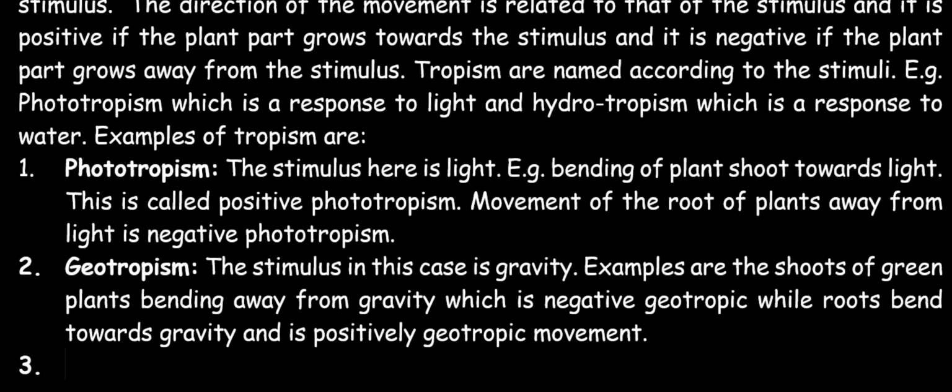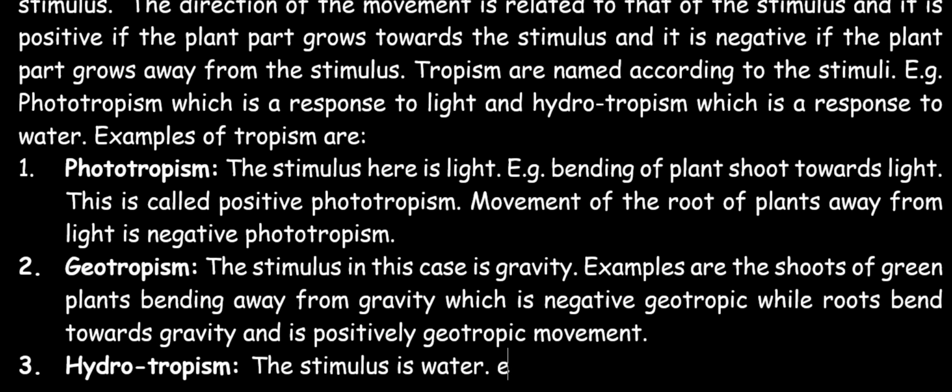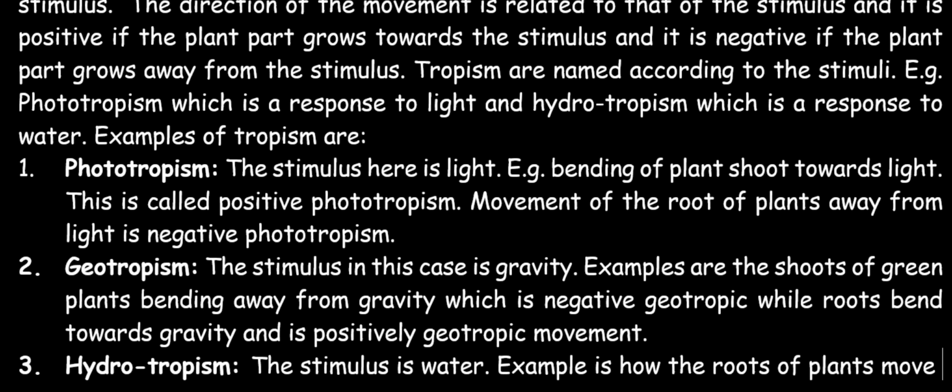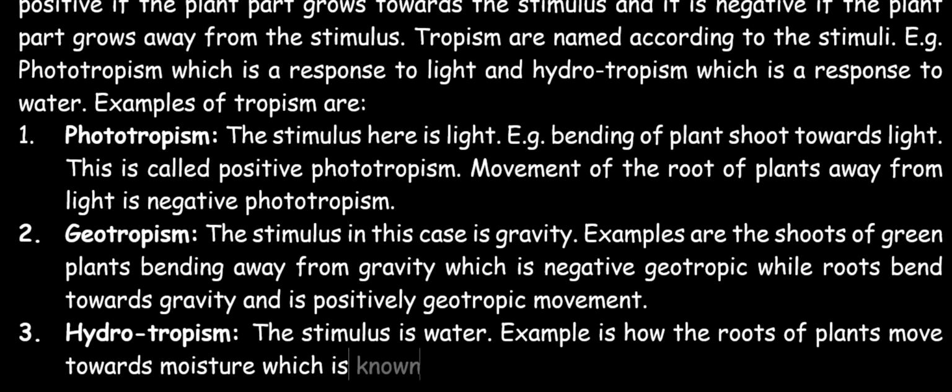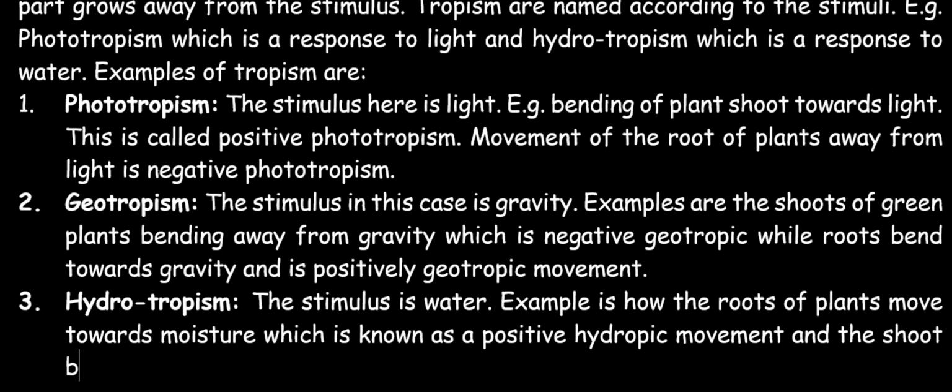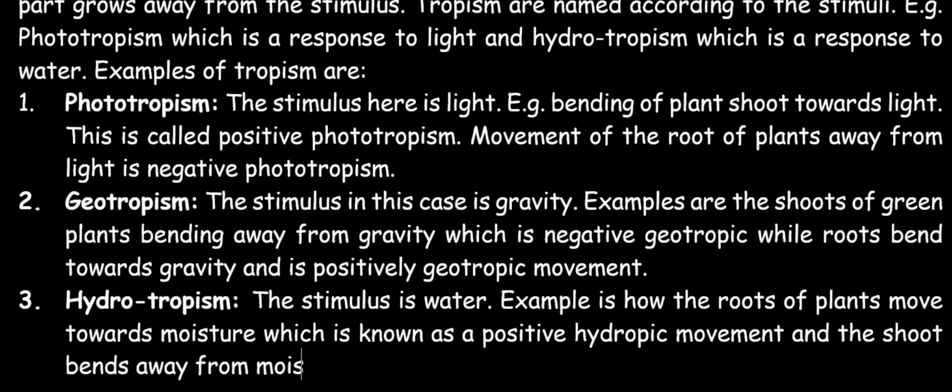The next type of tropic movement we talk about is hydrotropism. In hydrotropism, the stimulus here is water. An example of this is how the root of plants moves towards moisture, which is known as positive hydrotropism or positive hydrotropic movement, and the shoot bends away from moisture, known as negative hydrotropic movement.